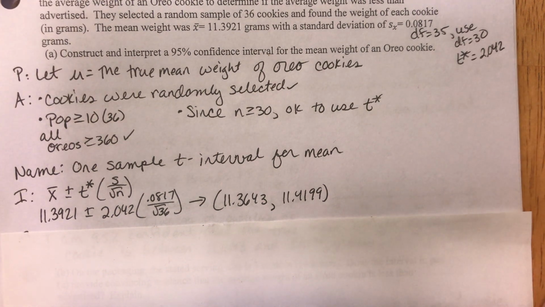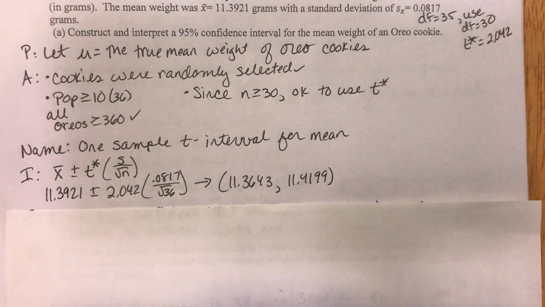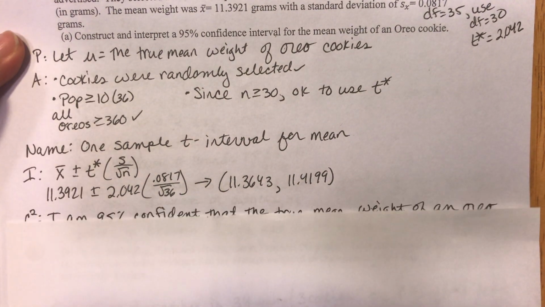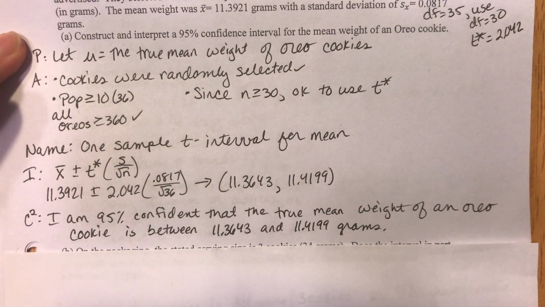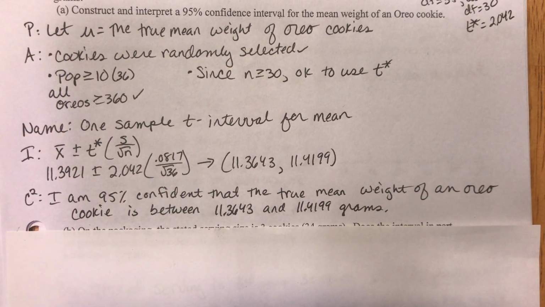So the weights aren't supposed to fluctuate, all right? They're not supposed to vary a lot. So how would you interpret this in the context of the problem? Conclusion in the context of the problem, C squared. So we're going to use the same idea that we've been using. We're just changing from talking about proportions to talking about averages.